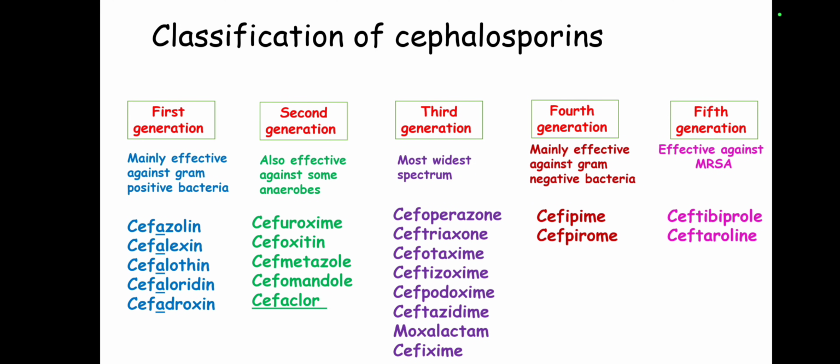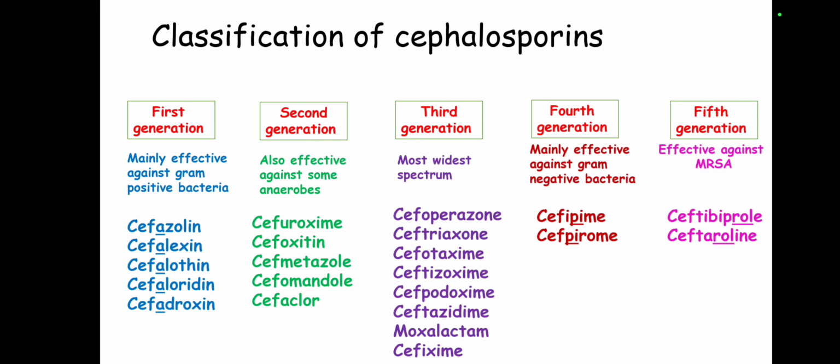Next, if after cef there is pi, check out the fourth generation, if pi is there, that means that drug belongs to the fourth generation. Next, if after cef a is absent, pi is also absent, but if role is there, check out the fifth generation. If after cef a is not there, pi is not there, but role is there, that means that drug belongs to the fifth generation, right?